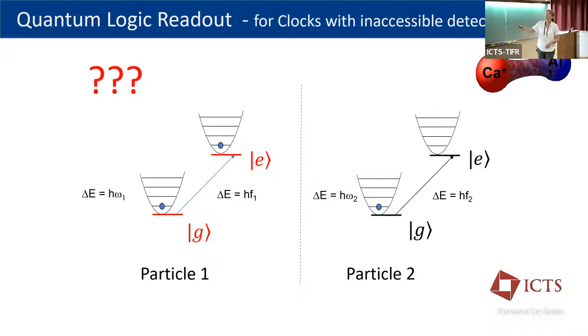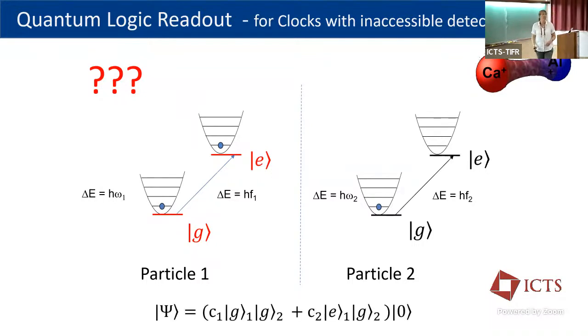So what we do now: everything is prepared in the ground state. Particle 1 and particle 2 are in the ground state of the harmonic oscillator. That means the wave function is very trivial. This is the quantum mechanical ground state, n equals 0. Particle 1 is in a superposition of being in spin down with amplitude C1 and spin up with amplitude C2, while particle 2 is just in the ground state. This we know, we prepared it. So this is the starting point. And now we want to read out the quantum information of particle 1 via particle 2.